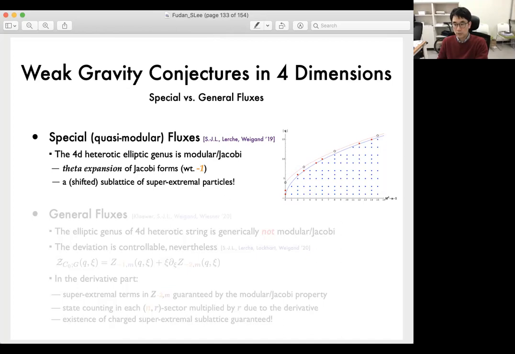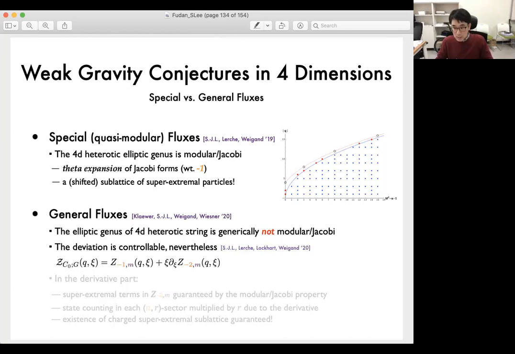Now for general fluxes, we've had two lessons from part one. One is that the elliptic genus is generically not Jacobi, which was really bad. However, the other lesson was that we can control its deviation from the Jacobiness. Our proposal was that the elliptic genus is a sum of a genuine Jacobi form of weight minus one and a C derivative of another Jacobi form of weight minus two.